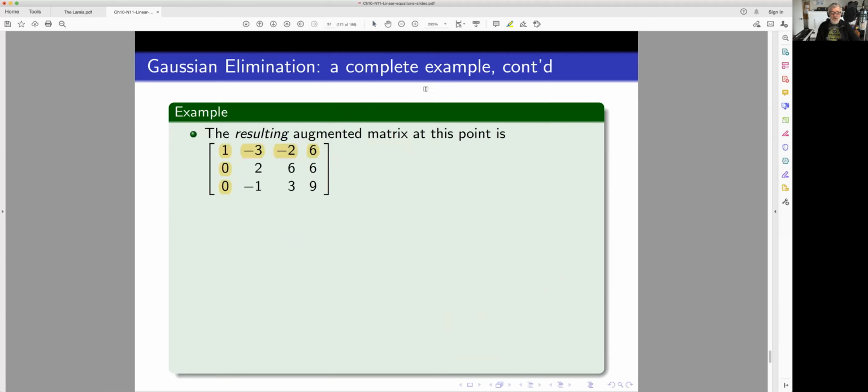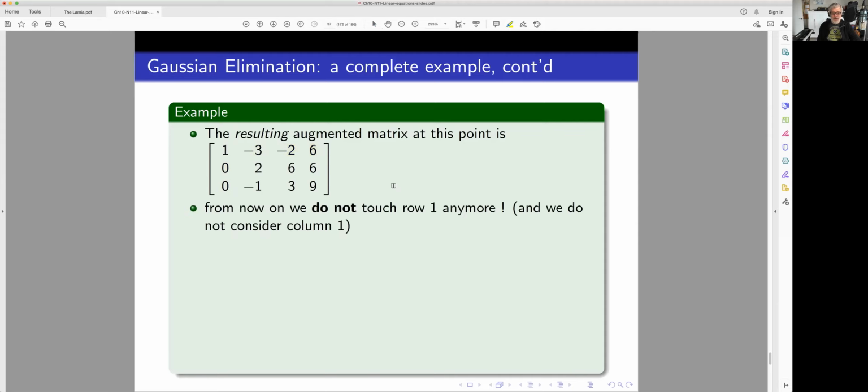Now what I want to do is just consider the smaller matrix in a sense. So now when I talk about the first column, I mean this column here. I'm going to repeat the procedure with this column here. So the first entry of row 2, this guy here, is non-zero, so I don't need to swap rows.